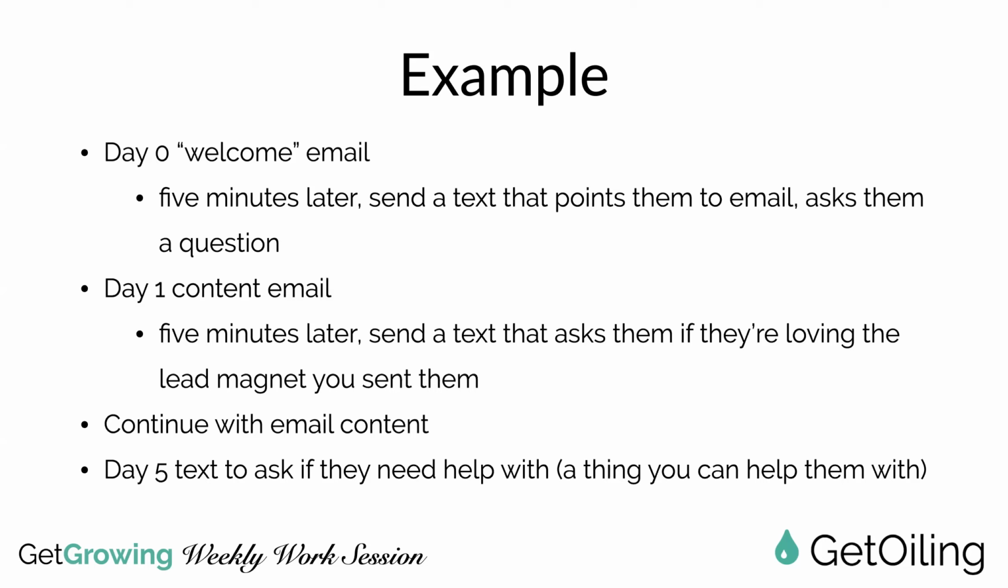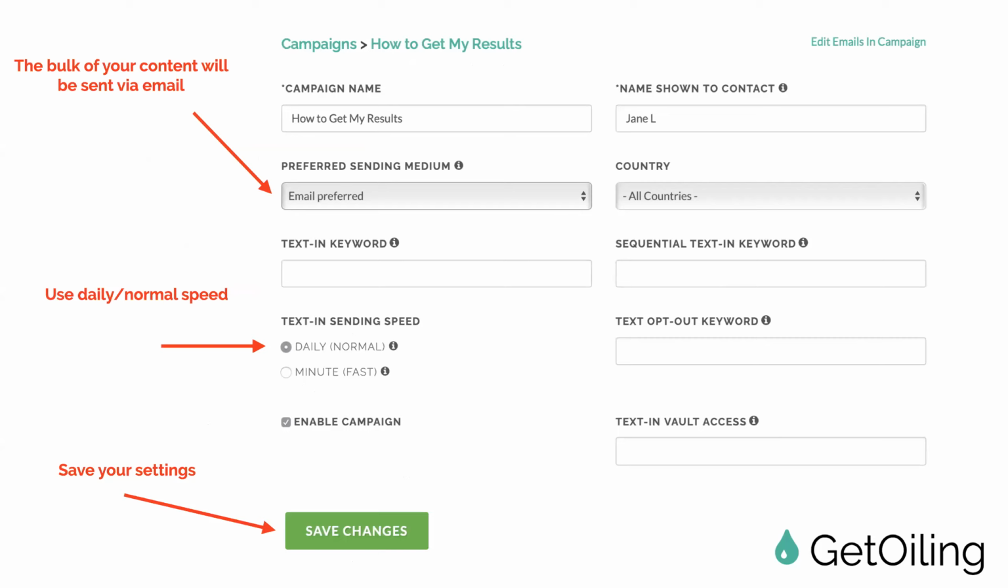And then day 5, for instance, you could text them with a very specific question, a spear, to ask them if they need help with something that you can help them with. All right, so this is how you would set up an email and text campaign. This is what I would do if I were doing it. The bulk of your content will be sent via email, so prefer email here, okay? Use daily speed, normal speed, and save your settings.